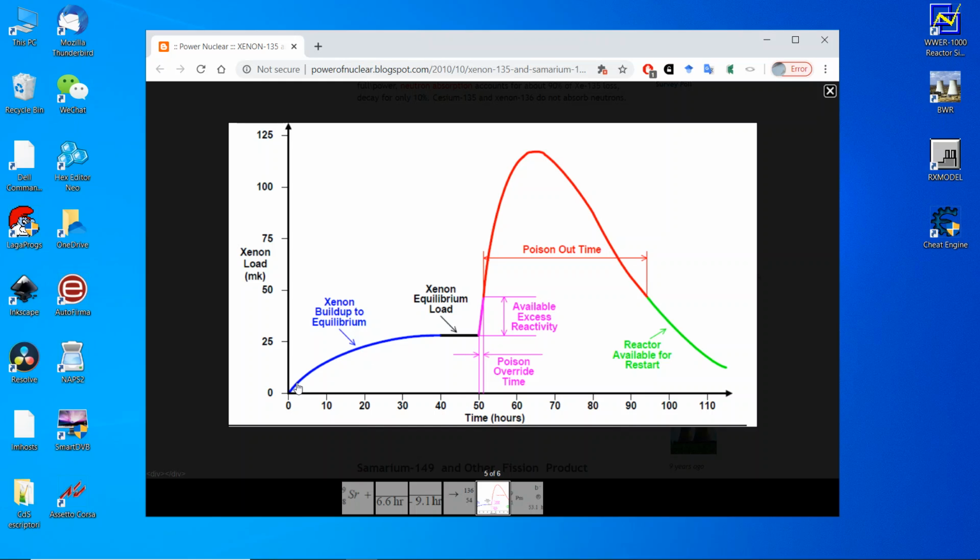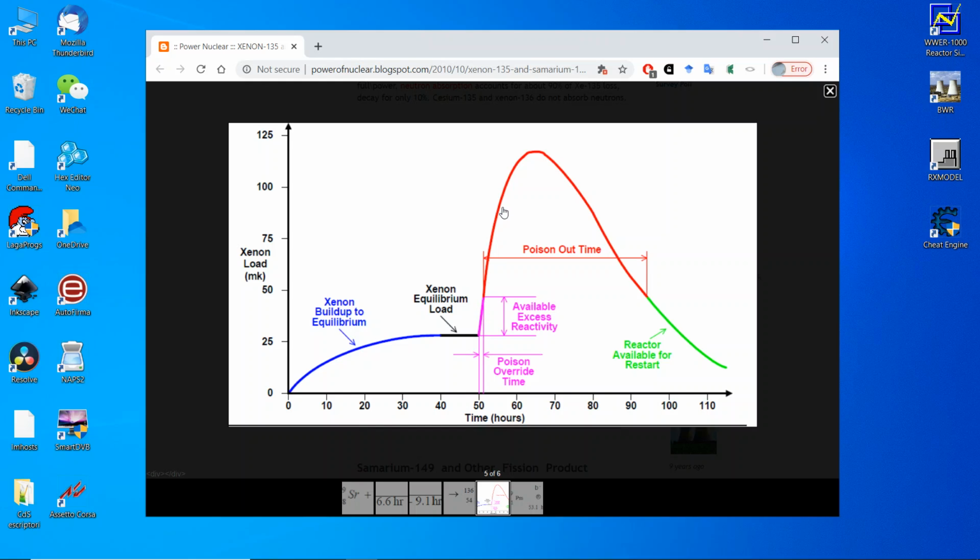We have the blue line, which is a startup of a reactor from a cold state, and then xenon reaches an equilibrium when the xenon that is destroyed by neutron capture is the same as the one that is produced by the fission of uranium. And then we see that at hour 50 the reactor is shut down and xenon starts to increase.